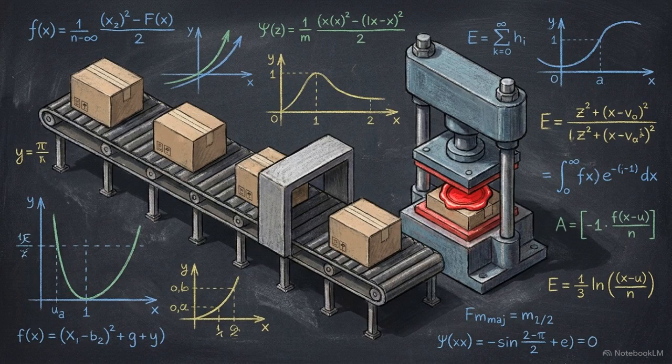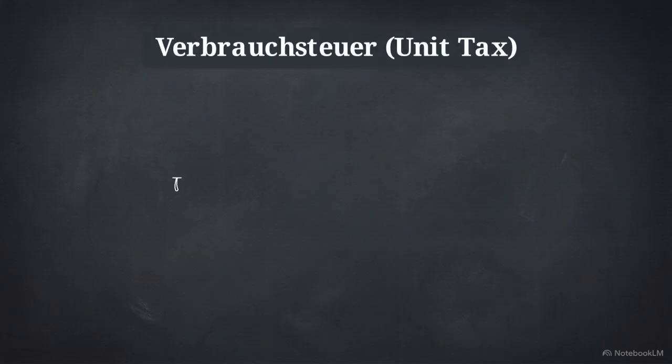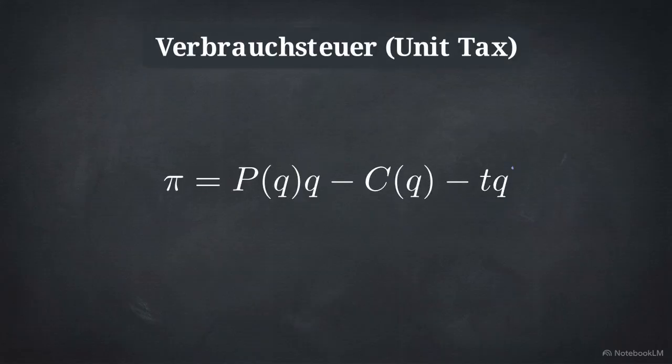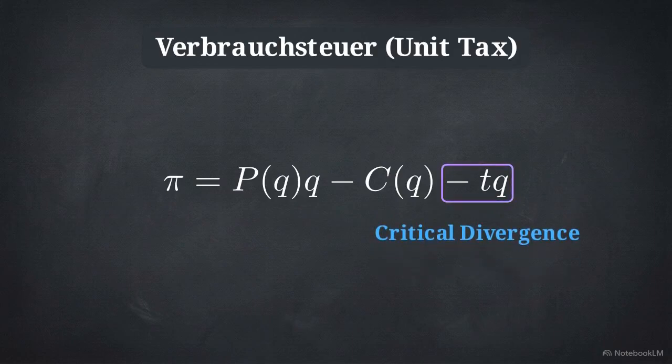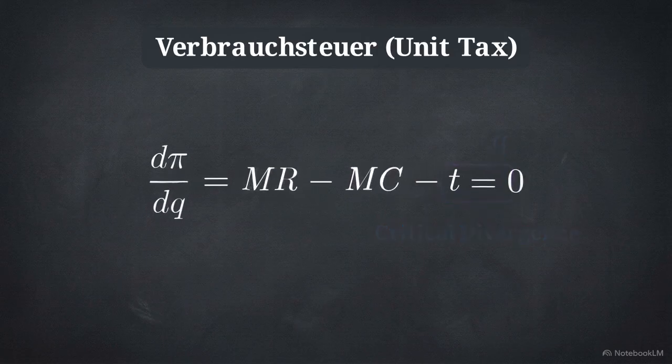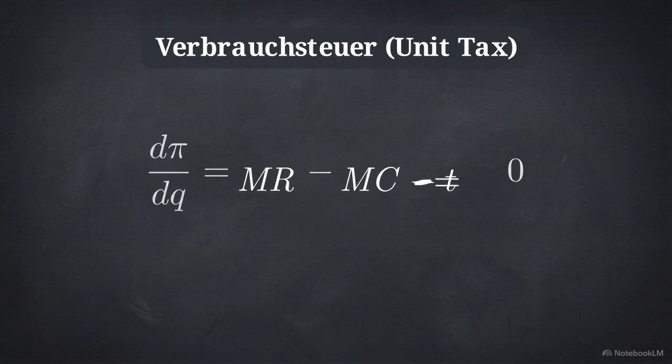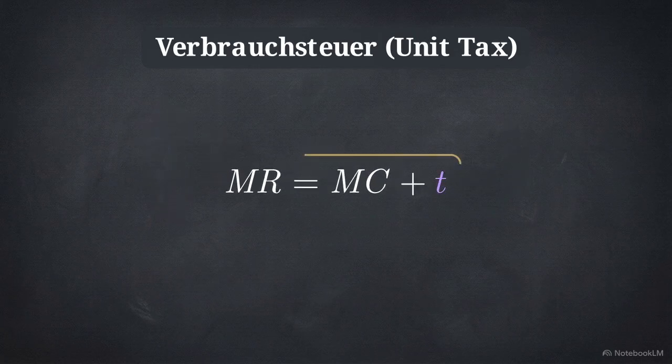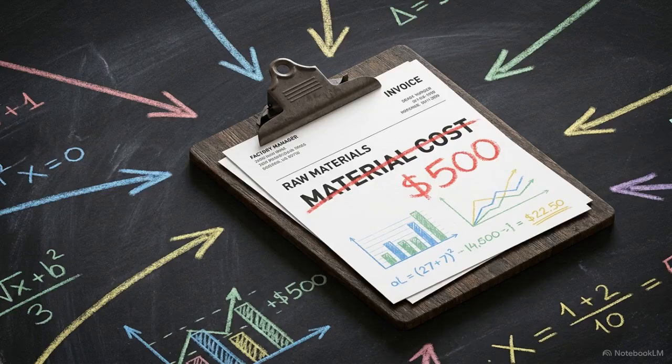This is a tax levied on every single physical item produced or sold. Here is the final profit function. Notice the term at the end, minus t times q. This creates a critical mathematical divergence. Because the tax t is tied directly to quantity, it does not disappear during the derivative. Instead, the equation resolves to marginal revenue equals marginal cost plus the tax. This forces a shift in the monopolist's underlying logic. The cost to produce the next unit has literally increased.